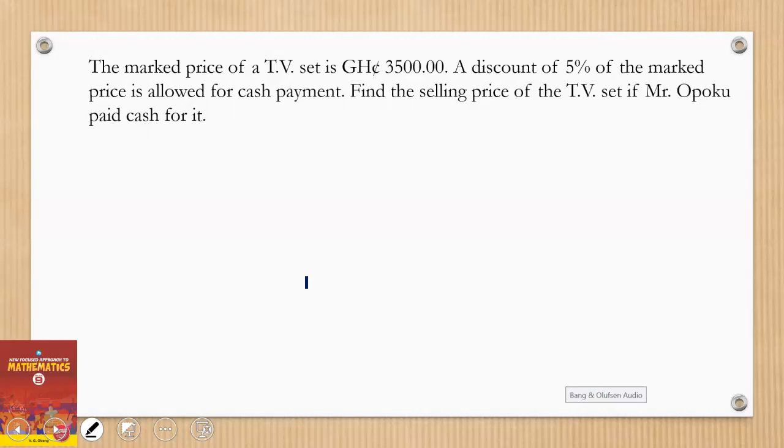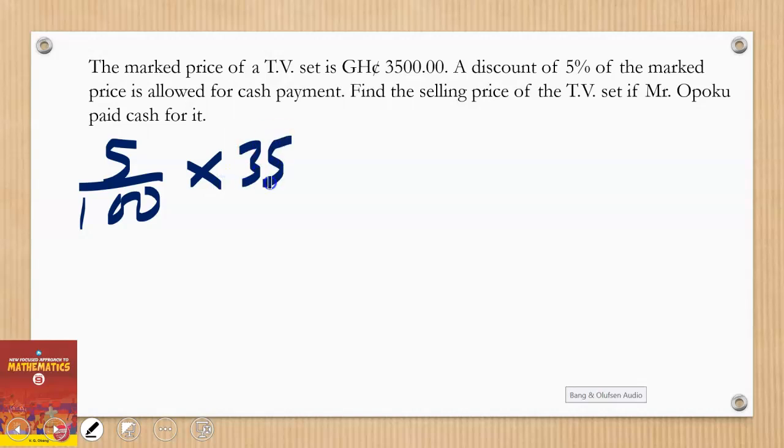The marked price of a TV set is 3,500. A discount of 5% of the marked price is allowed for cash payment. Find the selling price of the TV set if Mr. Opoku paid cash for it. Now, when they say marked price, we know marked price simply means original price. We said that earlier. And so if the TV set is 3,500 and a 5% discount has been given, then we are going to have this simple calculation.